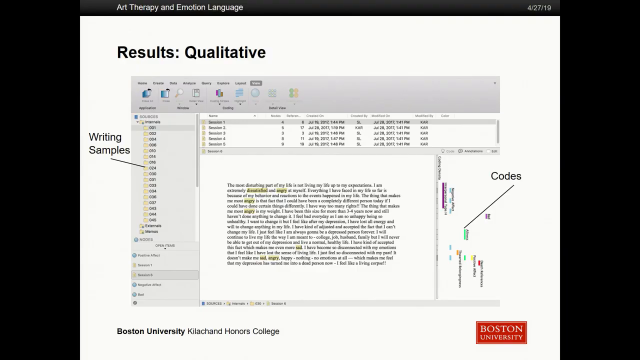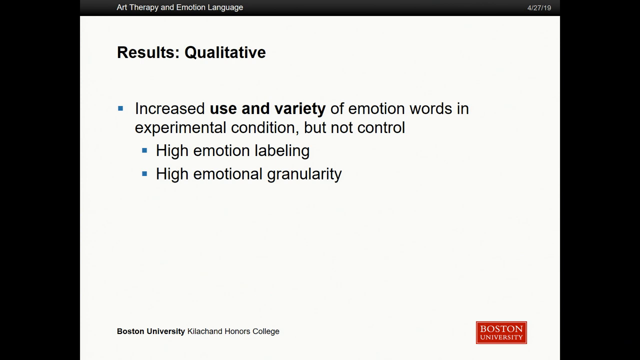Qualitatively, I used in vivo coding, which I know many of us have talked about today. It's a nice qualitative coding measure that you can input those mood inductions that I was talking about earlier, and qualitatively code for the amount of emotion words or the way that people were describing their emotions. So you can see an example of what the screen would look like there. And luckily, we actually found that there was indeed an increased use and variety of emotion words in the experimental condition, but not in the control condition.